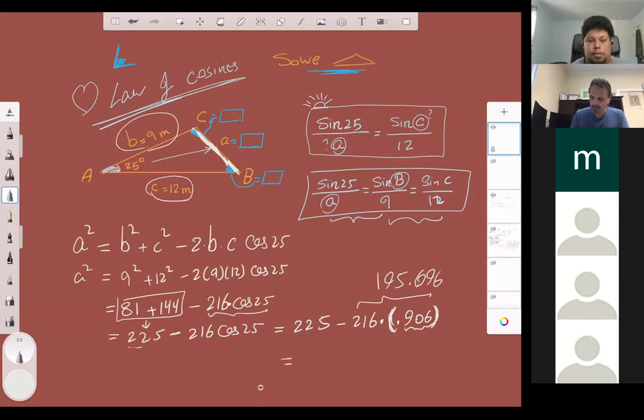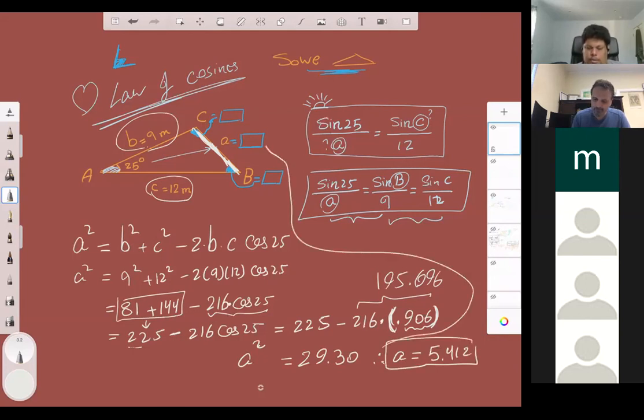This gives me 29.30, for example. So this is a squared. We're looking for a. So a will be equal to the radical of that, so radical 29.30, approximately 5.41. True. So we solve for a. This a becomes 5.412.